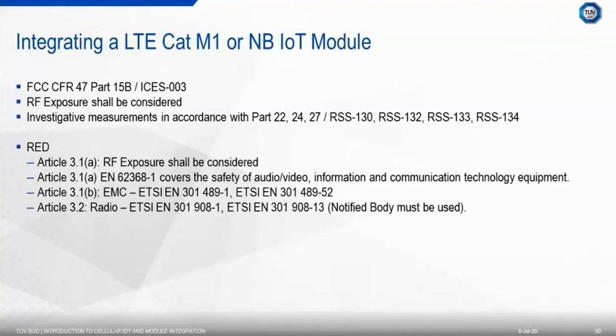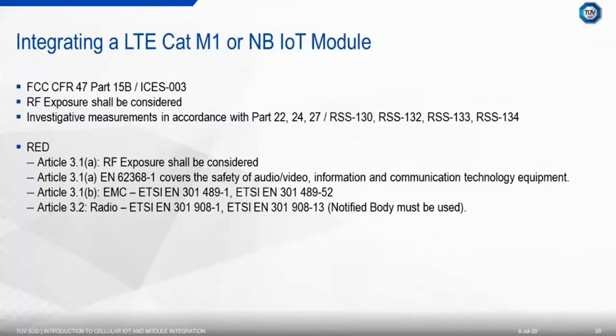As I've stated earlier, the 15B and the Canada equivalent is all about covering the unintentional radiator part of the final product. The RF exposure conditions certainly need to be addressed, and the FCC and ISED standards are applied depending on the transmitter frequency band of operation. So, that could be part 22, 24, 27, some Canada equivalents listed there, but really depends on the frequency band of operation. The essential requirements of the RED is shown there below the FCC and ISED.